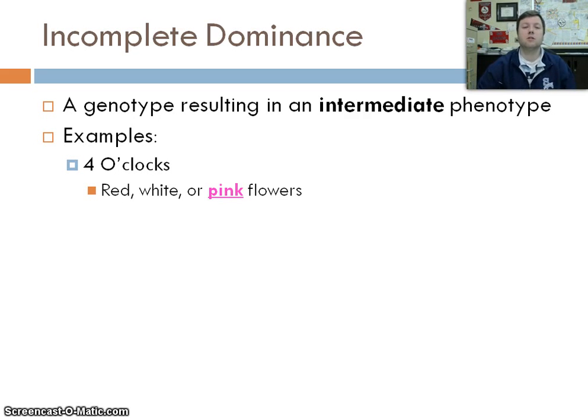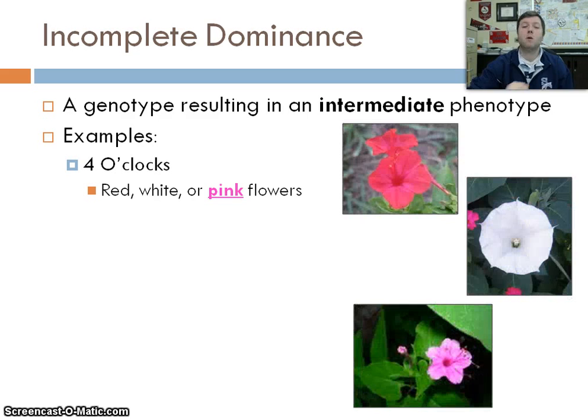So again, an example here: I've told you guys before that I used to work in a flower shop before I was a teacher, one of my mini summer jobs, and we sold flowers known as 4 o'clocks. Well, they could be red, they could be white, or they could be pink. And what was interesting about these flowers, these aren't necessarily 4 o'clocks, they're just examples. Okay, so these are examples here. And you could always tell by looking at it what that genotype was going to be.